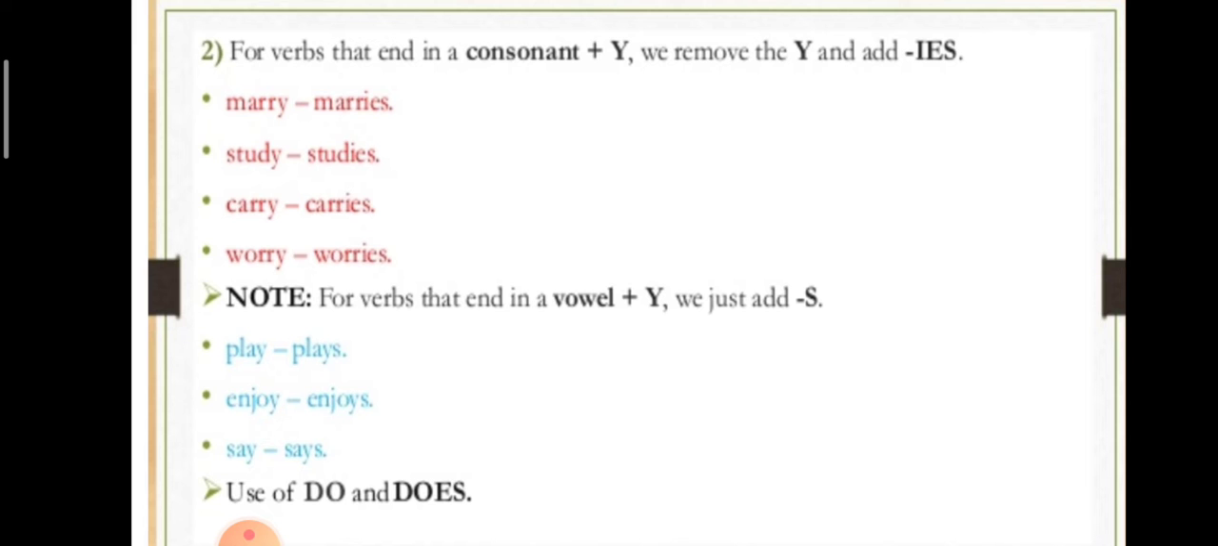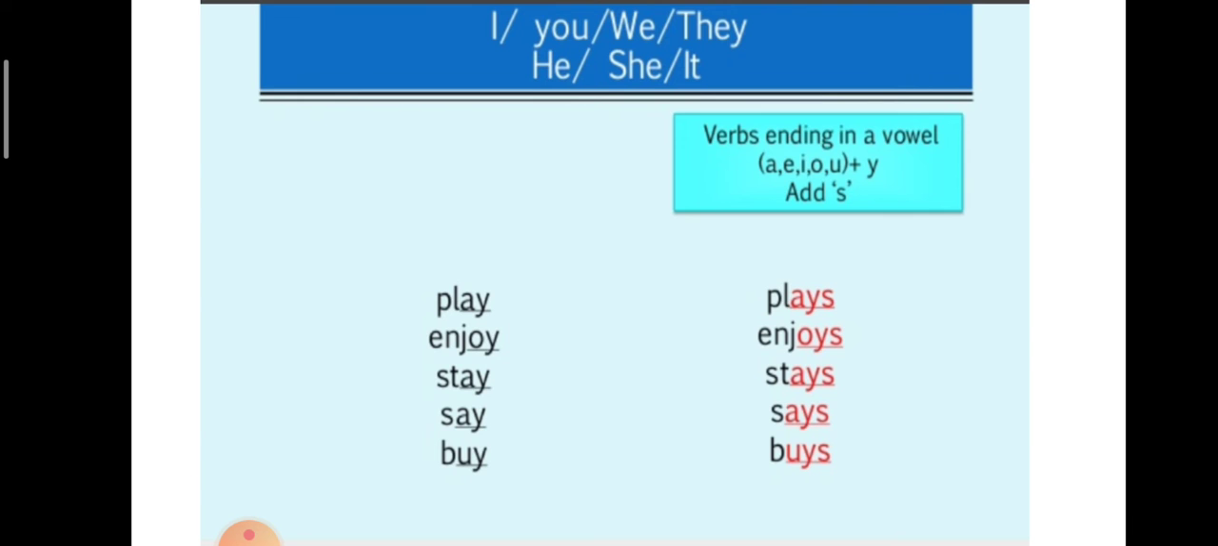So do will always take es. This is the exceptional rule: for do, it changes to does. Yes, next, you have to know this in detail. Play, plays; enjoy, enjoys; stay, stays; say, says; buy, buys.